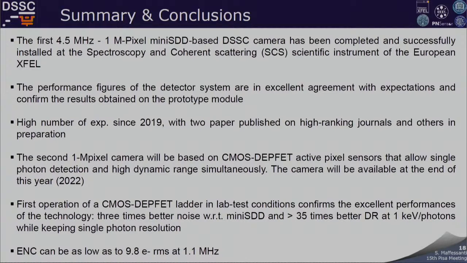The first operation of a CMOS DEPFET ladder confirms the excellent performances that are expected from this technology. We have 3 times better noise with respect to the mini SDD and 30 times better dynamic range at 1 keV photons. And the lowest noise measured at the moment is 9.8 electrons RMS at 1.1 megahertz on average on the full camera.